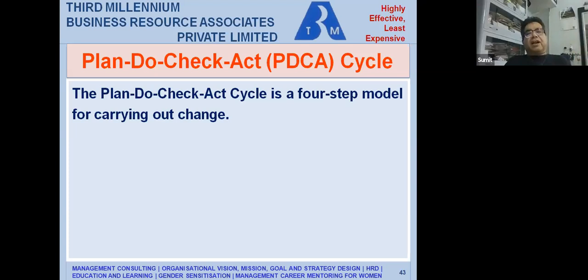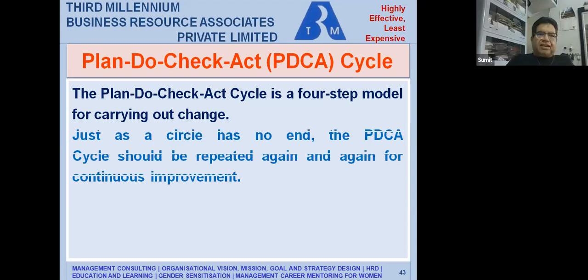So the second part of it is what we call typically as the PDCA cycle. It is again like the VUCA. It is not a single word. It actually represents 4 different words. As you can see in the heading itself, P is for plan, D is for do, C is for check, and A is for act. So the PDCA cycle, as you can see, is a 4-step model for carrying out a change process, right?